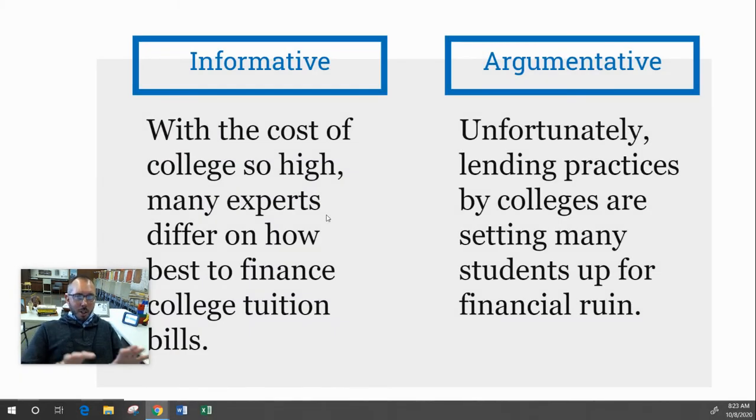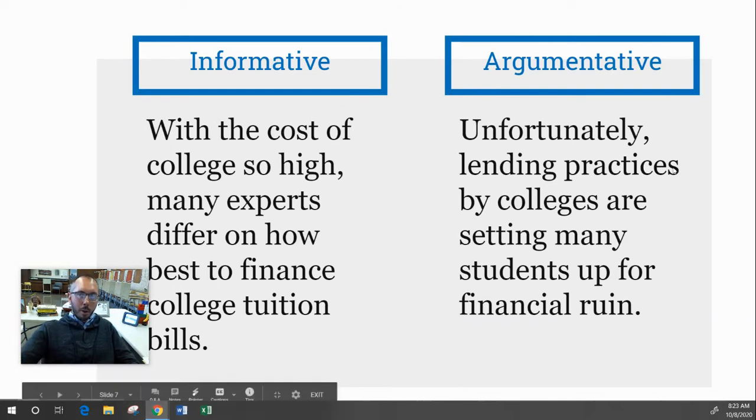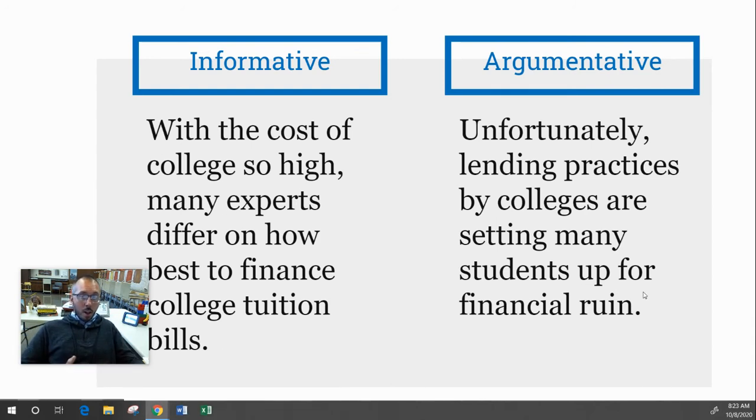So now I want you to notice the difference here in our two paragraphs. For an argumentative paragraph here, that's my topic sentence. You know that I'm going to argue that colleges, Judge, are setting students up for financial ruin. You will convict them on this charge.